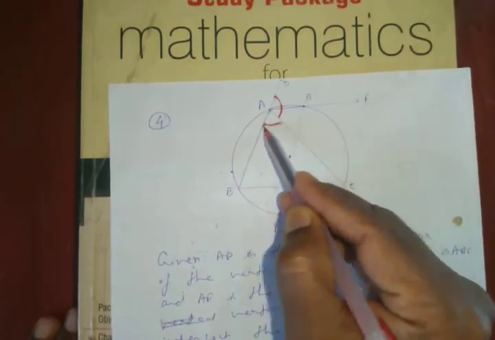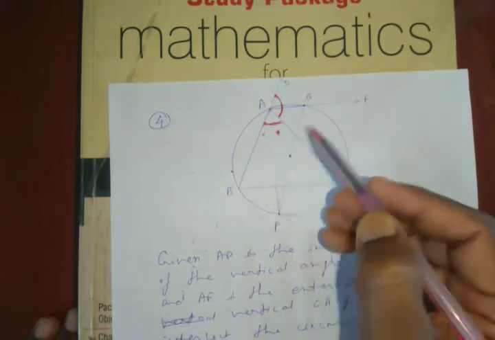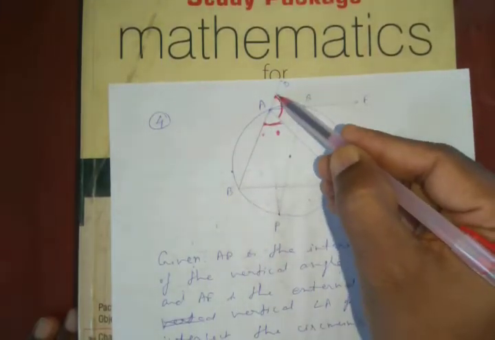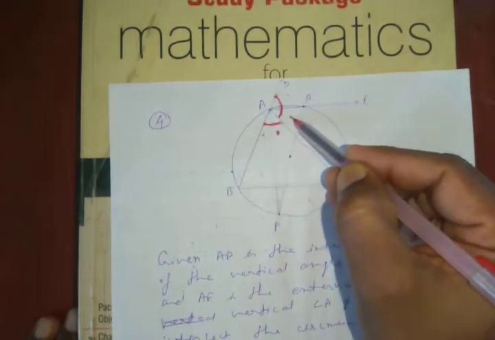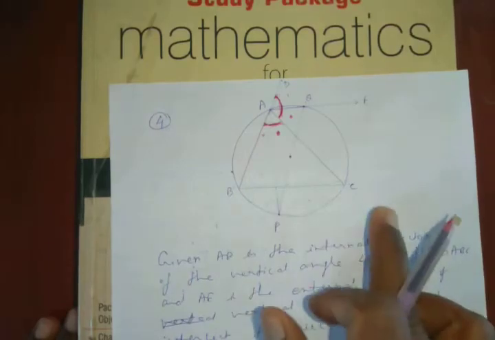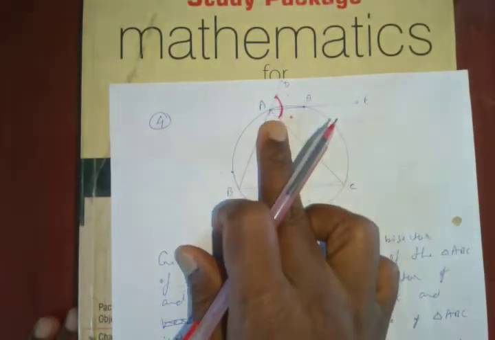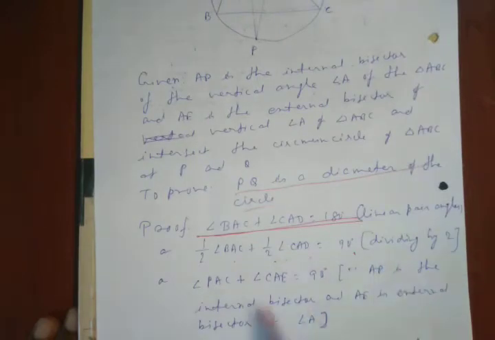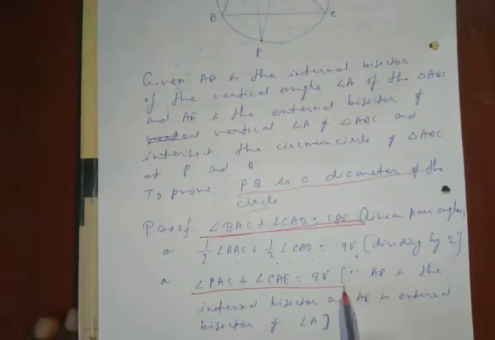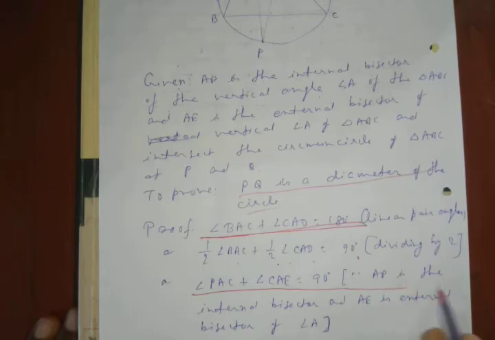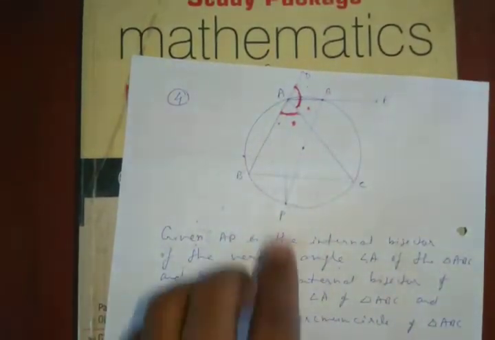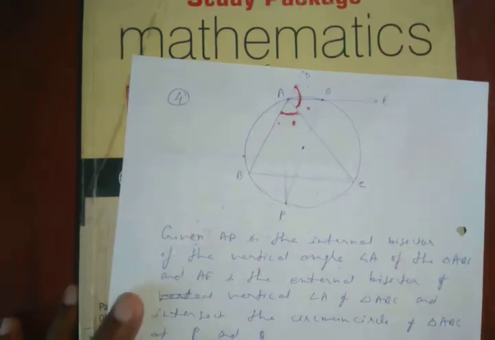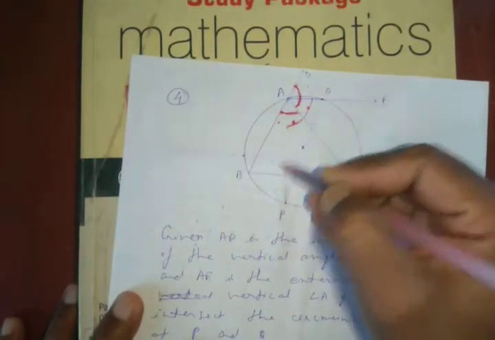And what is half angle BAC? Half of this angle can be written as either this or this, but we will write this angle because this is needed. For half of the other angle, we can write this and this both, but we need this one. So we write angle PAC and angle CAQ. So PAC plus CAQ equals 90 degrees, since AP and AQ are the bisectors, that is why this angle plus this angle is equal to 90 degrees.